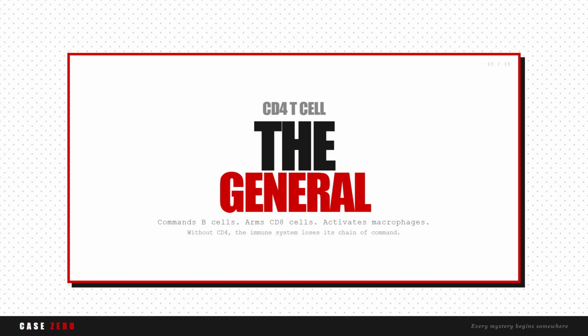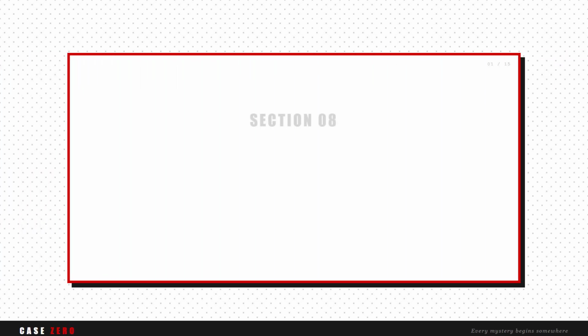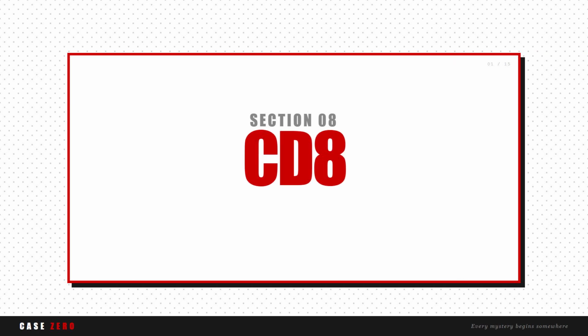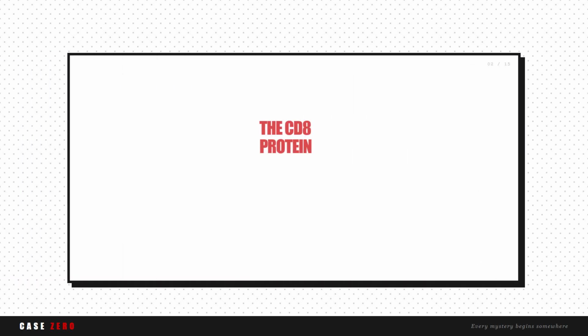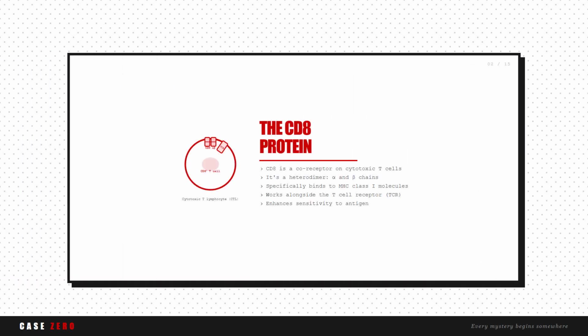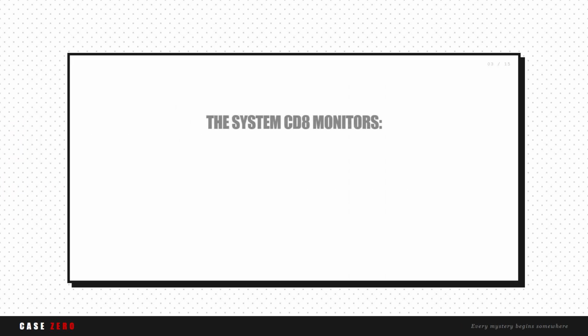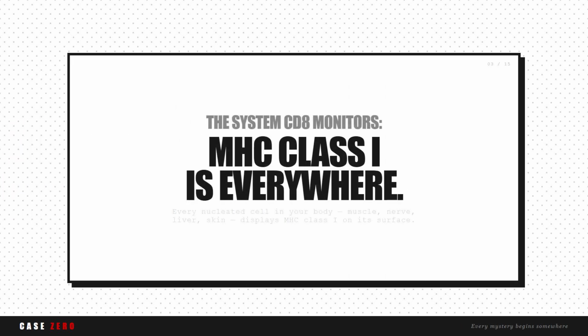Antibody responses weaken. Macrophage activation falls. CD8 memory formation fails. The entire adaptive system loses its coordinator. CD8 T cells are cytotoxic T lymphocytes. Their function is the direct, targeted elimination of cells that have been compromised, whether by viral infection, intracellular bacterial infection, or malignant transformation. The mechanism begins with surveillance.